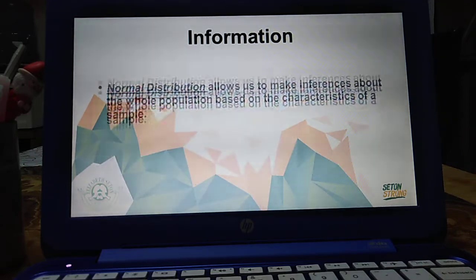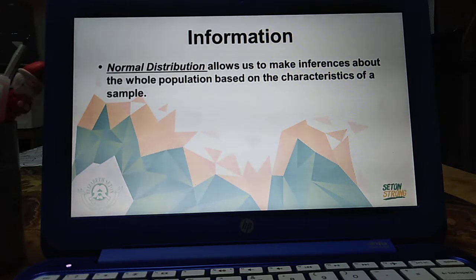For added information, the normal distribution is a very powerful tool in statistics because it allows us to make inferences or conclusions from evidence about the whole population based on the characteristics of a sample. So we now make a conclusion for the population based on the data we have gathered from the samples.